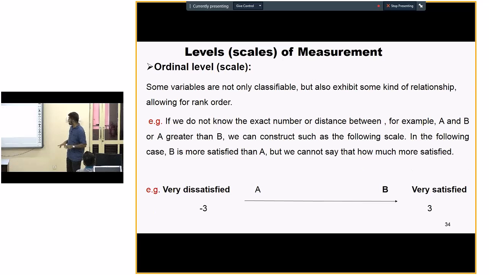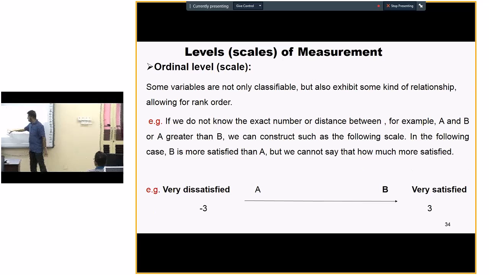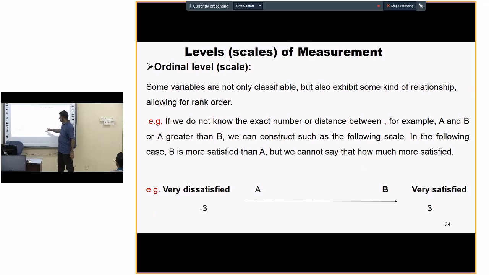Or otherwise you can arrange these types of values: 1 for totally dissatisfied or very dissatisfied, then up to 5 for very satisfied. We can arrange values. Then we can convert that qualitative order into numerical order, right?